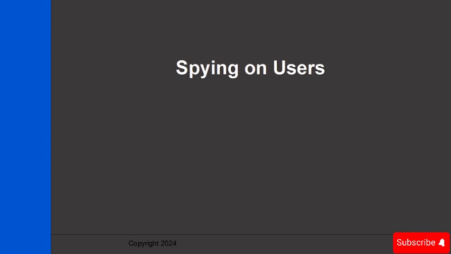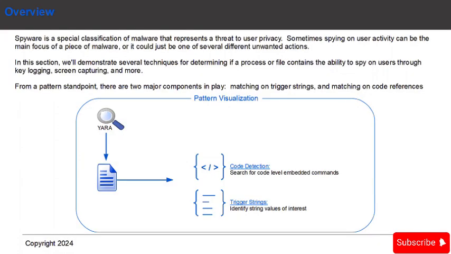When it comes to spying on users, monitoring user activity, and so forth, there is a special classification of malware for that. We call it spyware, and this really represents a threat to user privacy. Sometimes spying on a user is the primary goal. It's the objective of the piece of malware. Other times, it's just one element of a larger malware package. It could just be one of several unwanted functions in the payload of the malware.